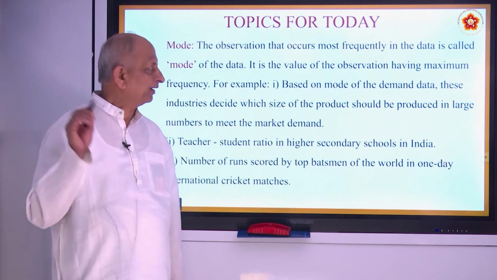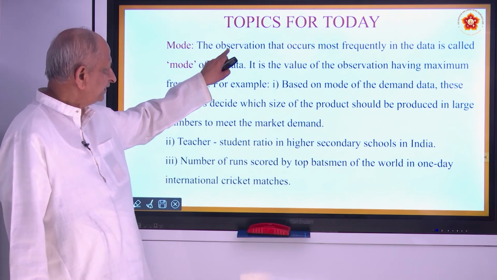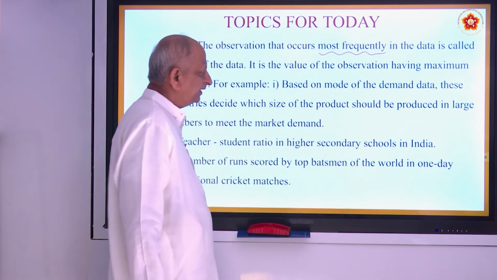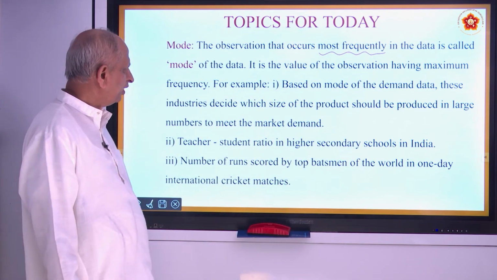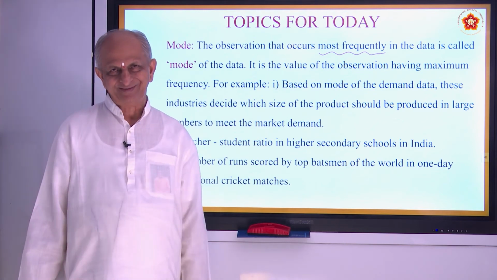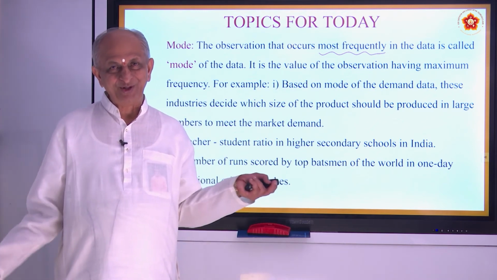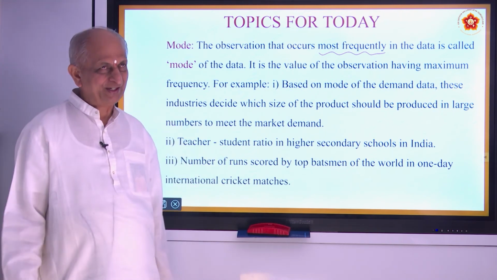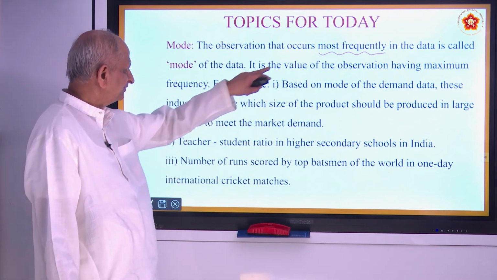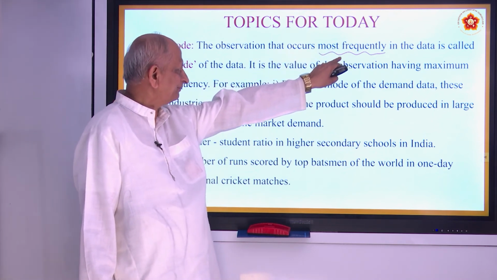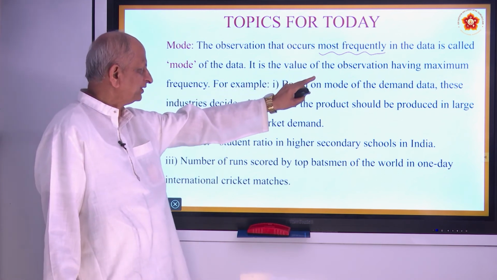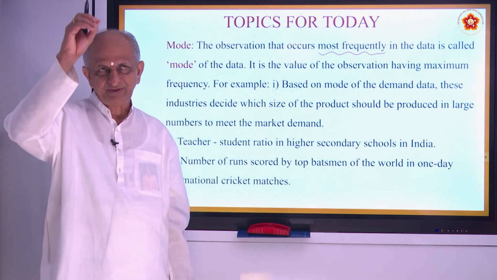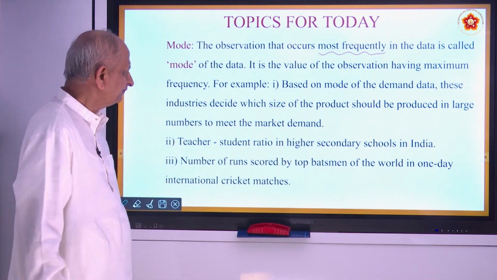Today's topic is mode. The observation that occurs most frequently in the data is called mode of the data. And this word mode is used in mobiles also. Is it not? There is a different meaning. Okay. Here it is most frequently used data. It is the value of the observation having maximum frequency. So if the table is given, you must say which is the maximum frequency.